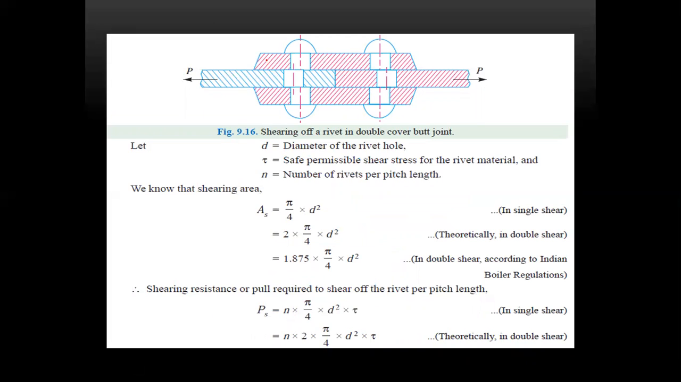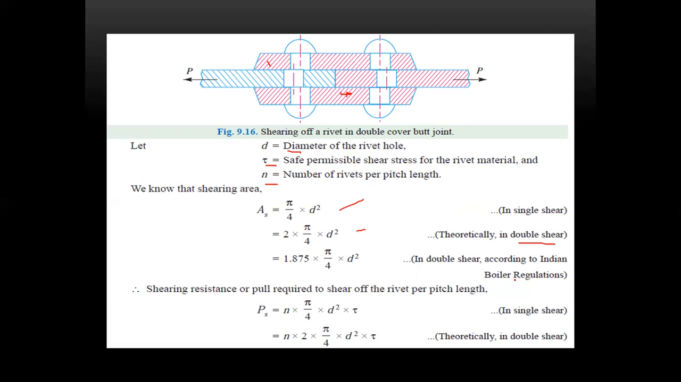Double cover butt joint: this is 1, this is 2, this is 3, this is 4. Now let us consider d is the diameter of the rivet hole, tau is the permissible shear stress, and n is the number of rivets per length. Taking the area for single shear, area is equal to pi by 4 d square. When it is double shear, it is 2 into pi by 4 d square.